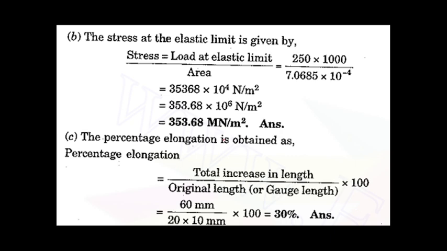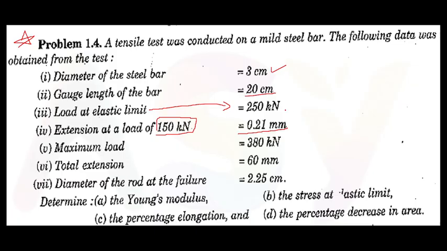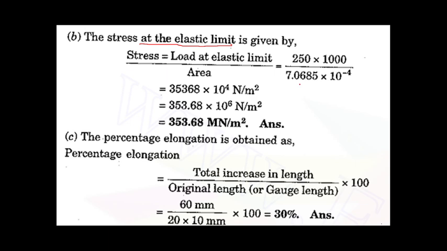Stress at elastic limit. Where is the second step written? See this, at elastic limit. So stress is load upon area. Load is given at elastic limit 250. See, 250 Newton. 250 upon area will be same. So the stress will be 353.68 mega Newton per meter square.